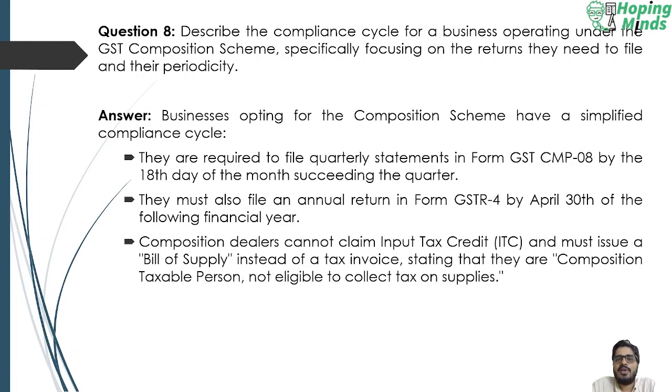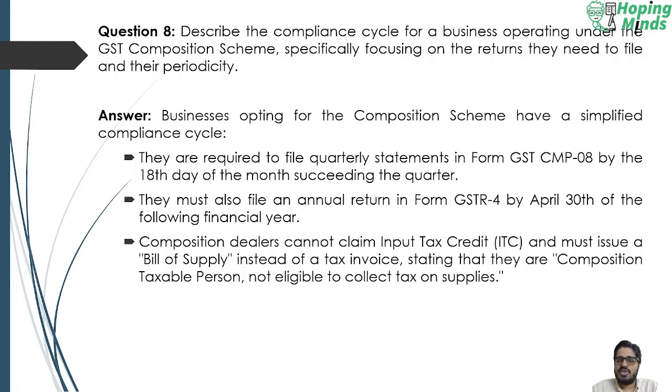Next, describe the compliance cycle for a business operating under the GST composition scheme, specifically focusing on the returns they need to file and their periodicity. So to answer this question, we need to first understand who are composition dealers. The taxpayers whose turnover has not exceeded rupees 1.5 crores during the preceding financial year can opt for composition scheme, where they have to pay a certain percentage of their turnover as GST composition fee.